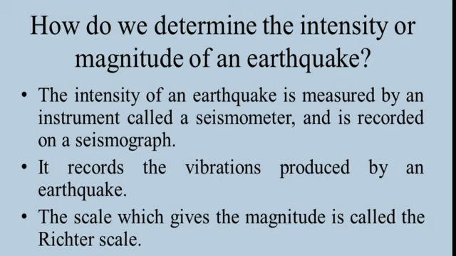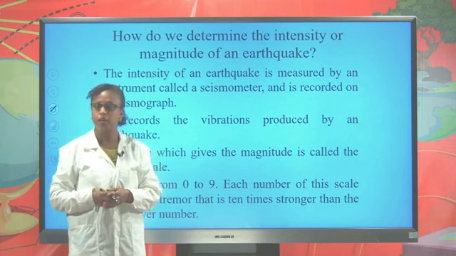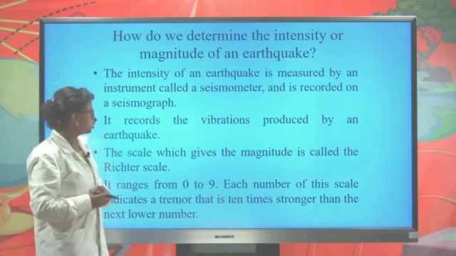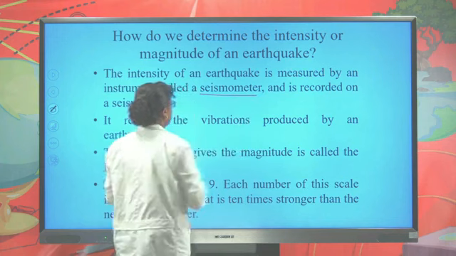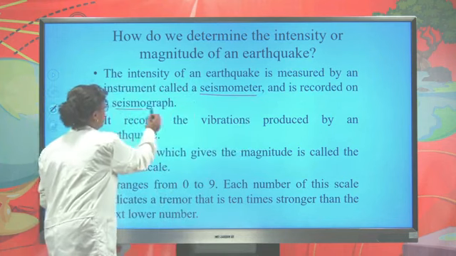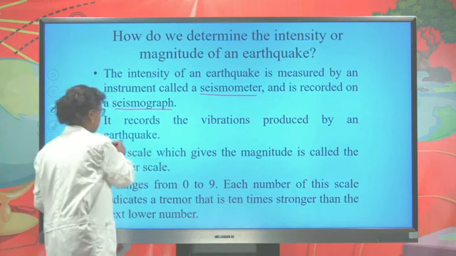How do we measure the magnitude or the intensity of an earthquake? There is an instrument to measure the magnitude or the intensity of an earthquake. We call this instrument a seismometer. The seismometer records on the seismograph. The seismograph records the vibration produced by an earthquake.